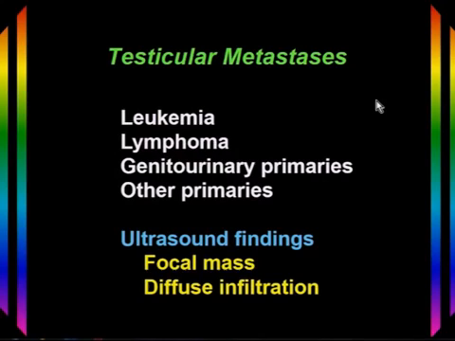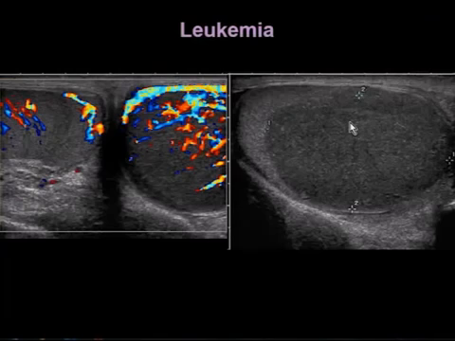We occasionally encounter metastases inside the testicle. These do look again like tumors because they're focal lesions. We may see leukemia or lymphoma. Sometimes genitourinary primaries will metastasize to the testicle, and rarely other primaries may be seen there as well. On ultrasound, we'll see a focal mass in most cases, but occasionally some of these metastatic lesions will be diffuse infiltration, particularly lymphoma or leukemia.